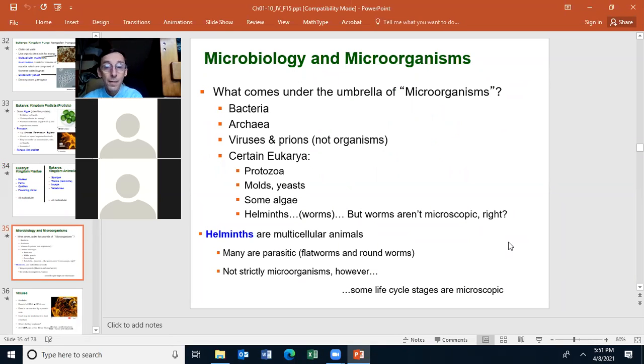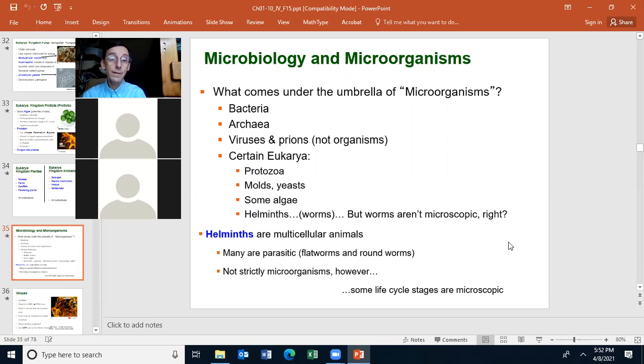So when we're talking about microorganisms, we need to just discuss what we mean by what falls under the umbrella of a microorganism. All of the bacteria are microorganisms, all of the archaea. Viruses and prions are also considered microbes, and they're not exactly an organism because they're special. They don't have cells, so they're not an organism. But they are a microbe, and they do cause human disease, so microbiologists do study them.